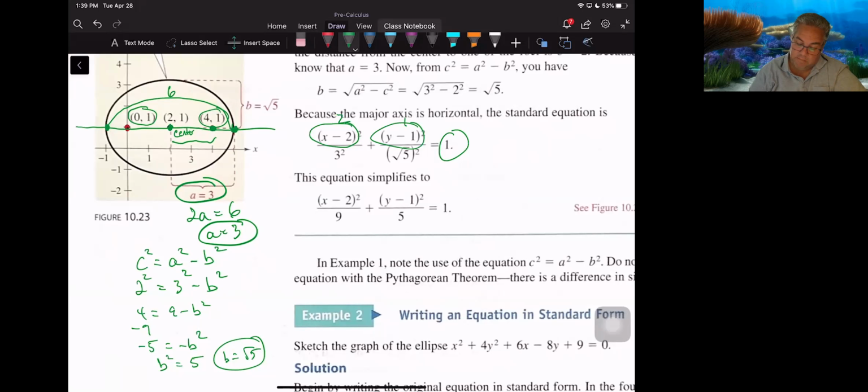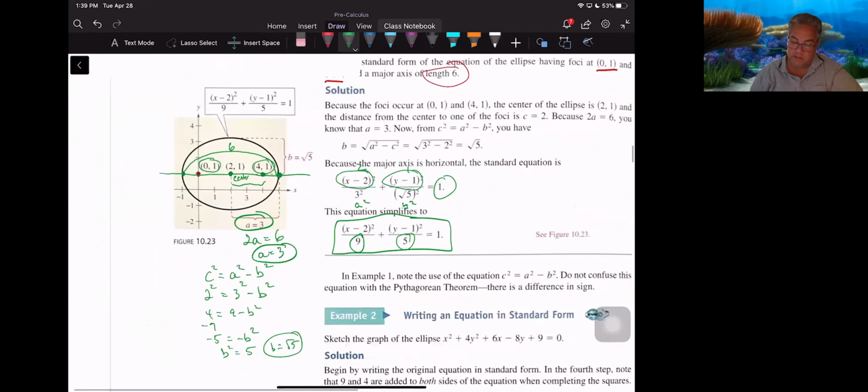If it was vice versa, if the major axis was vertical, then we would have put the 3 squared underneath the y part. Okay, so remember the format is a squared and b squared. So we know a is 3, so we put 3 squared, so that's why we have 9 here. We knew b is square root of 5, so square root of 5 squared is just 5. So guys, this is the standard form of that ellipse given all that information.